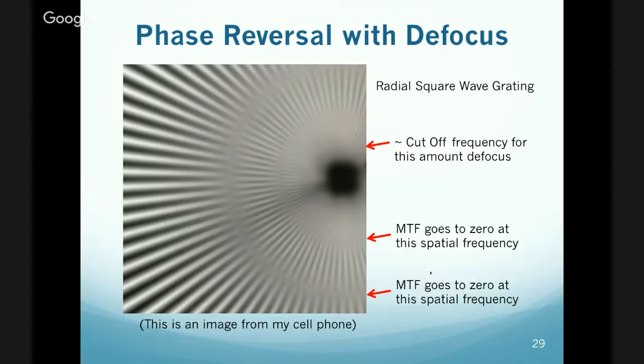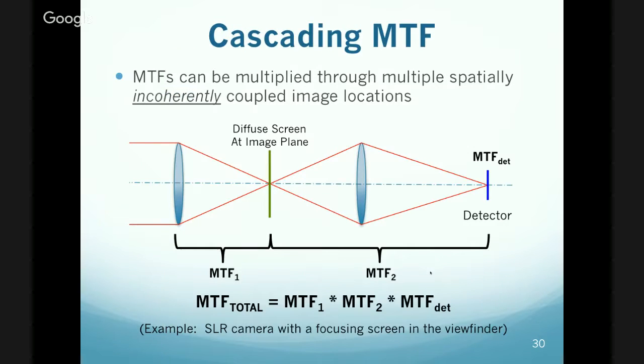One of the cool things about MTF is that you can cascade MTFs. And they can be cascaded through multiple spatially incoherent coupled image locations. Well, what does that mean? Well, that means if you take an optical system on the left there, it's a lens, and it images onto a diffuse screen, that's the green screen, at an image plane, and then we re-image that using another optical system back to a detector, the total MTF will just be the MTF of the first system times the MTF of the second system times the MTF of the detector. And that's right, detectors can have an MTF as well.